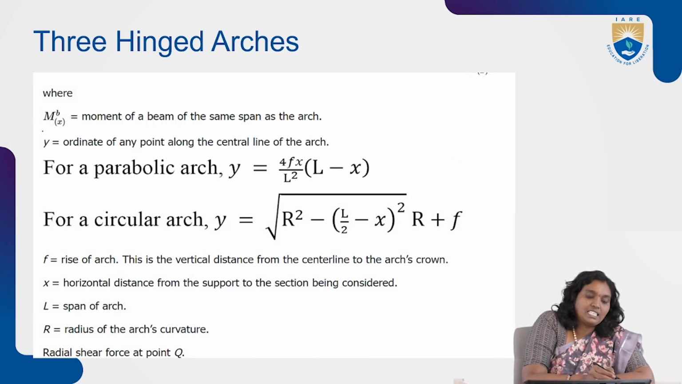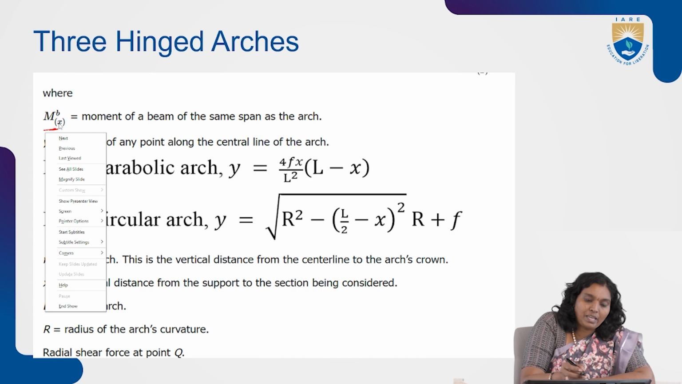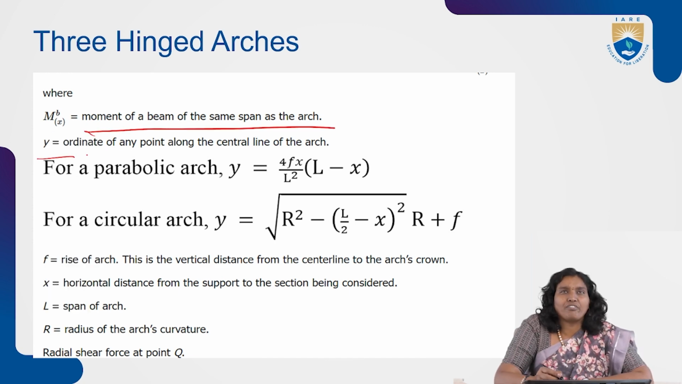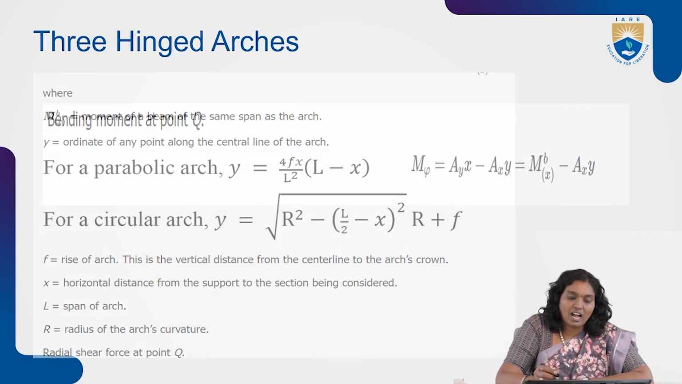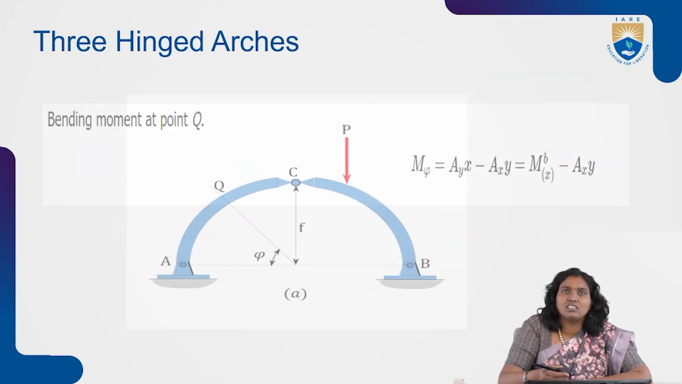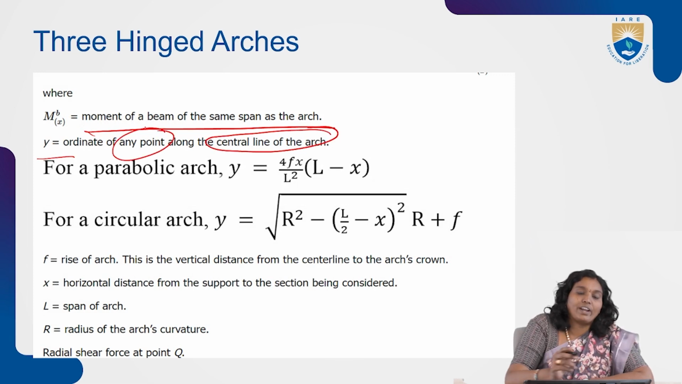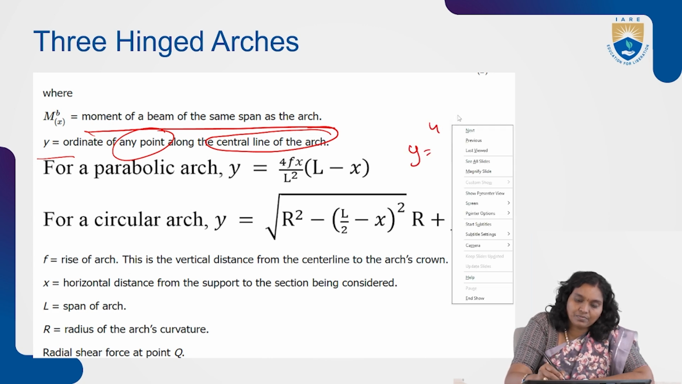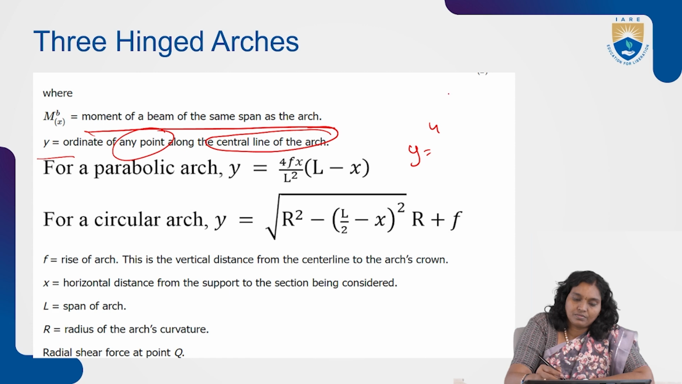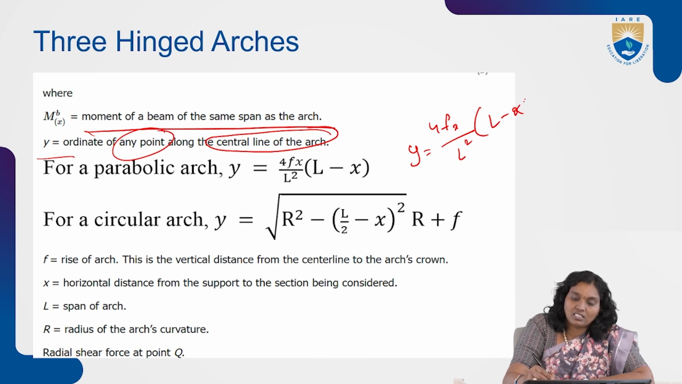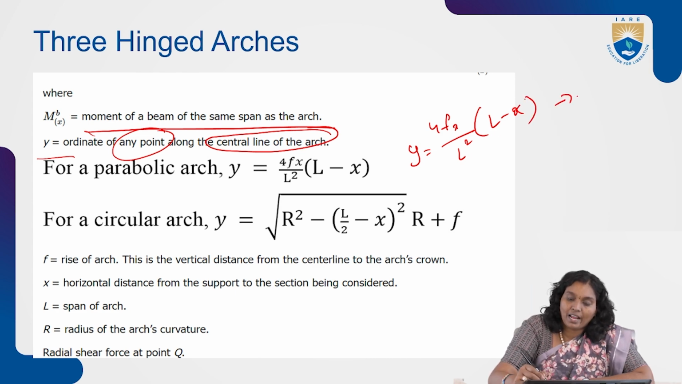Here MB is the moment of the beam of the same span as the arch. Y is the ordinate of any point along the center line of the arch. For a parabolic arch, y is equal to 4f of x, y is equal to 4fx by L square, into L minus x. L is nothing but the span of the arch, and this is for the parabolic arch.